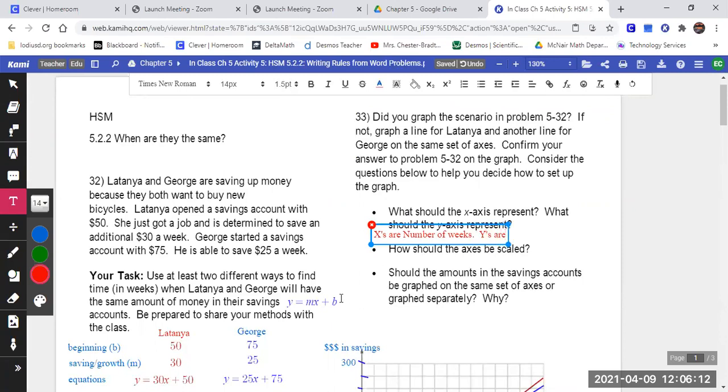Y's are, what did we say the Y's are? I'm going to go get what I said. So I already did it. I'm just going to put it up with the questions they're asking. Amount and six.